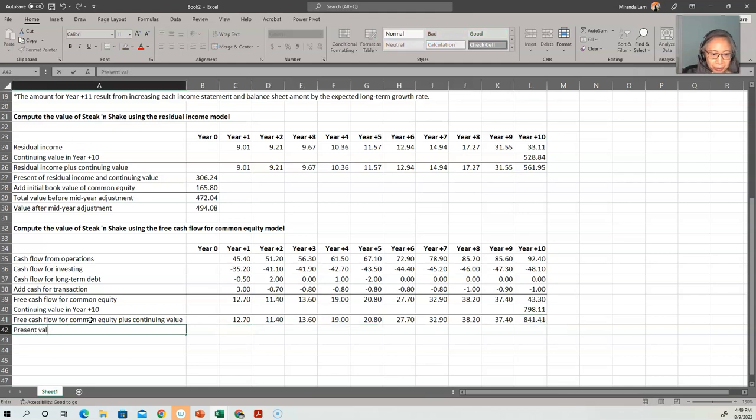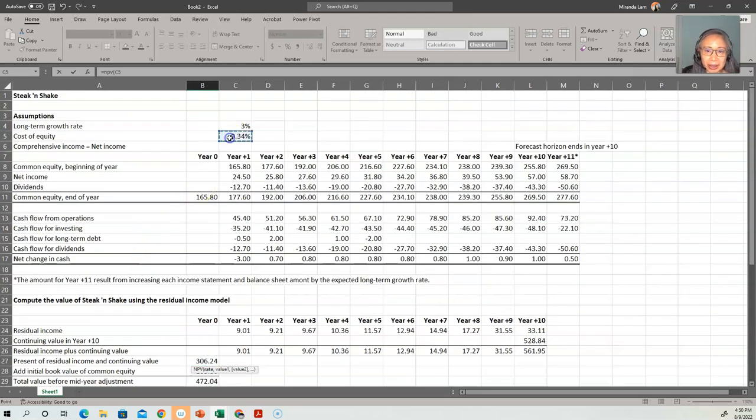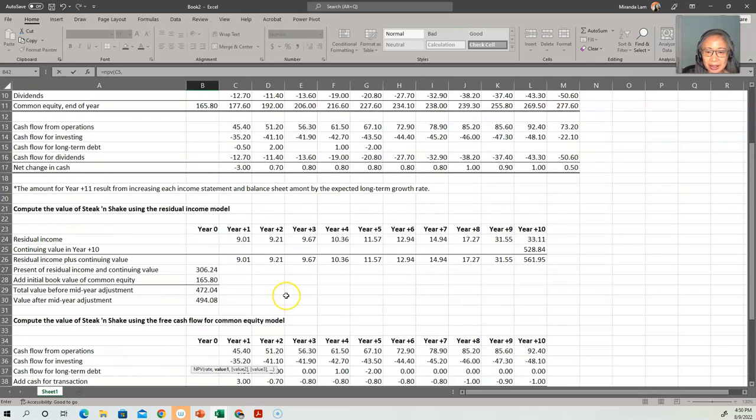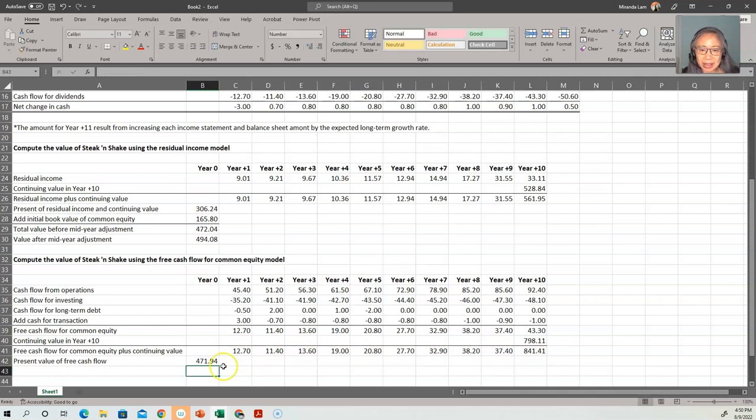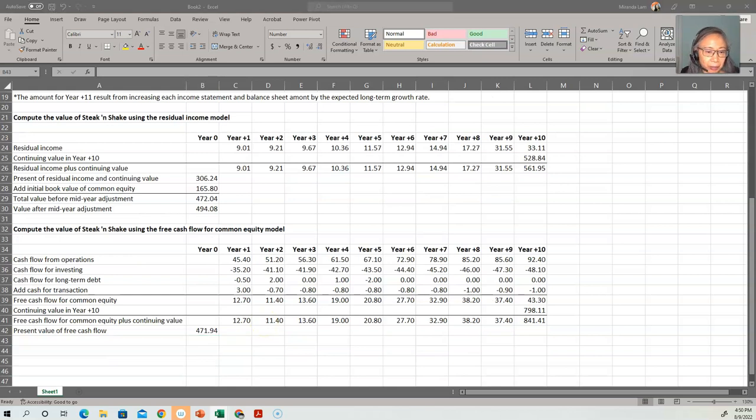And then we can compute the present value of free cash flow. Once again, we use the net present value, and the discount rate is the cost of equity. Notice that those two are very similar. If you round this to zero decimal places, then both will be 472. So that's very, very close. Notice that the distribution over time is very different. For the residual income, this is much smaller, but you add back in the initial book value, whereas free cash flow includes all the cash flows that are returned to the common stockholder.